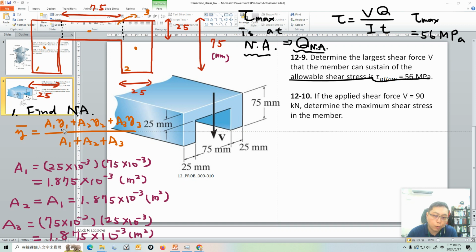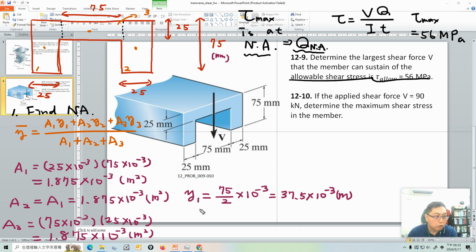So it's the y coordinate of the centroid of each area. So what's our y1? Okay, our y1 is here. Don't forget, it's the centroid of area 1. So y1 is here. So here is 75. So y1 is 75 divided by 2 and 10 to the power minus 3. So it's 37.5 times 10 to the power minus 3 meter.